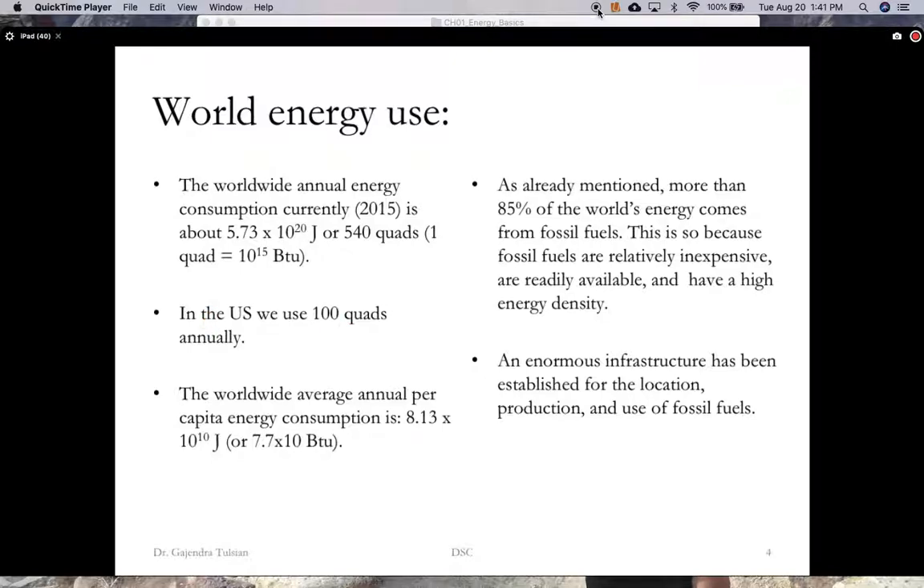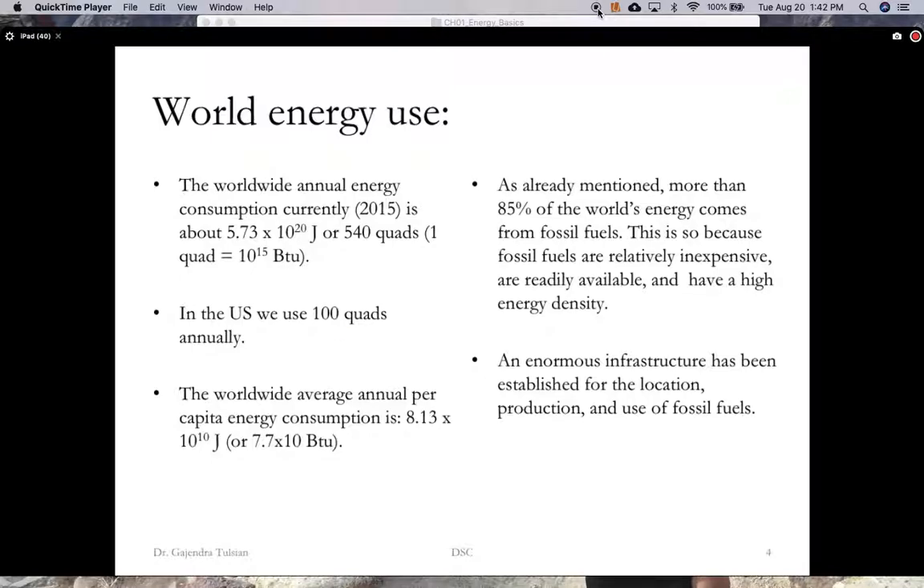Now in the US, we use 100 quads annually. So roughly we use 20% of the world's energy, and we have 5% of the world's population. So what that means is if everybody in the world used energy the way the US does, we have 5% of the world's population and 20% of the world's energy. The world would need 4 times this energy. And that would be 2,000 quads. So, of course, that's not possible.